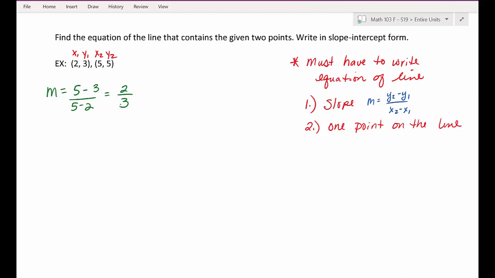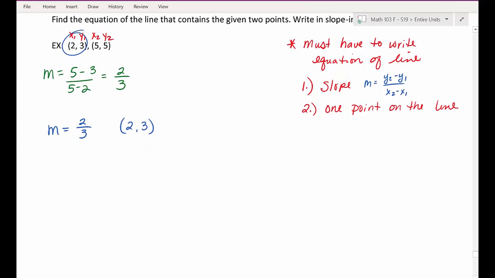Now that we have our slope, we can just choose either one of the given points to use to write our equation. My first choice is a point where either coordinate is 0. If that doesn't occur, I would choose whichever point had the least number of negatives. Now, both of these points are all positive, so just pick one. I'm going to pick the first one. So we're writing the equation of a line that has the slope 2/3 and passes through the point (2, 3).